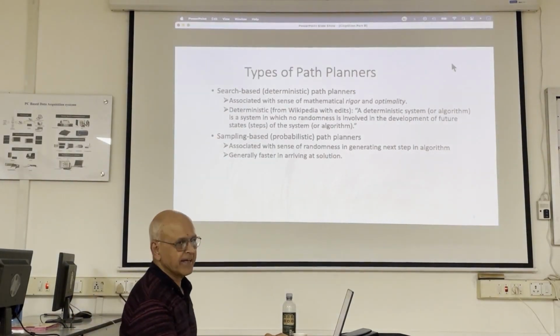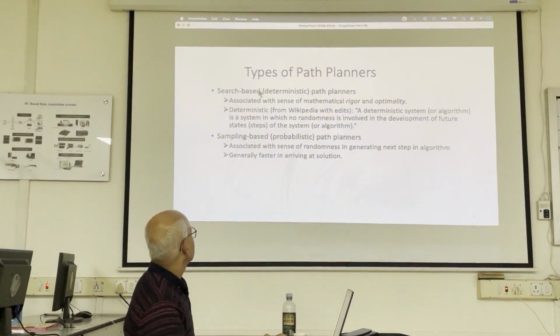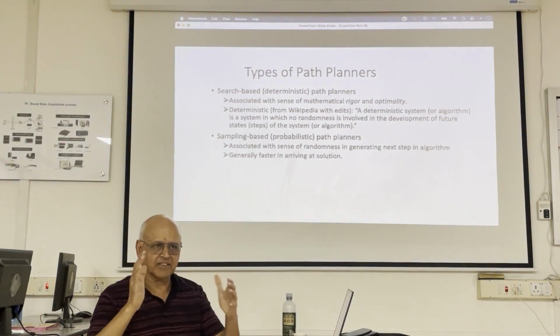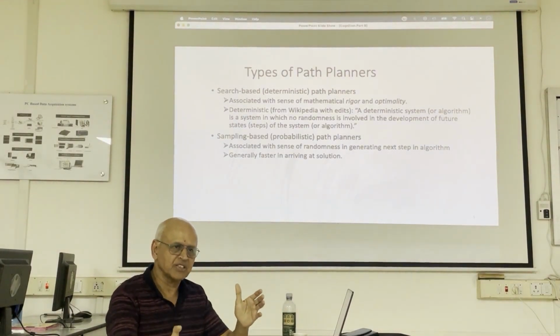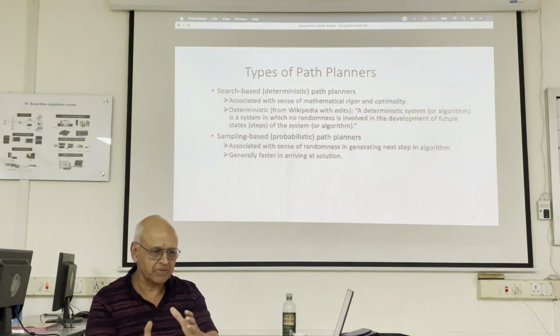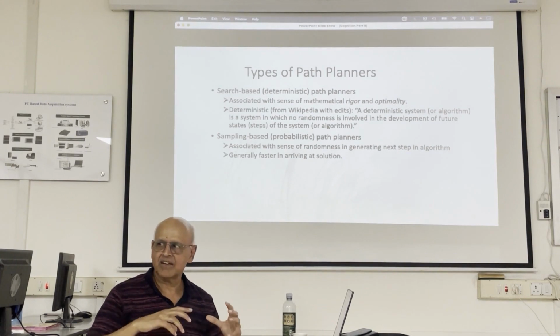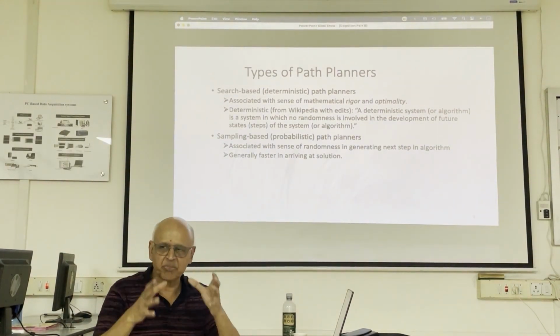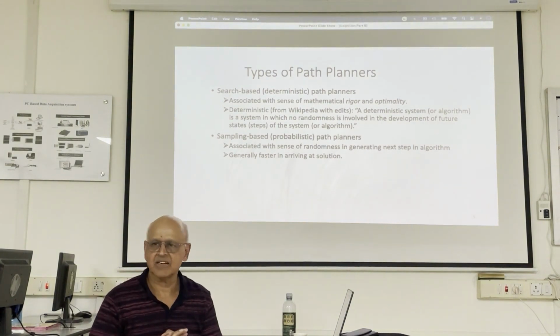So types of path planners. So you have search based, and that's purely deterministic. So deterministic means everything is ordained. If this happens, then do this. If something happens, do this, right? So it's like a plan made out for you by your parents. It's so precise. That's what a deterministic planner is.